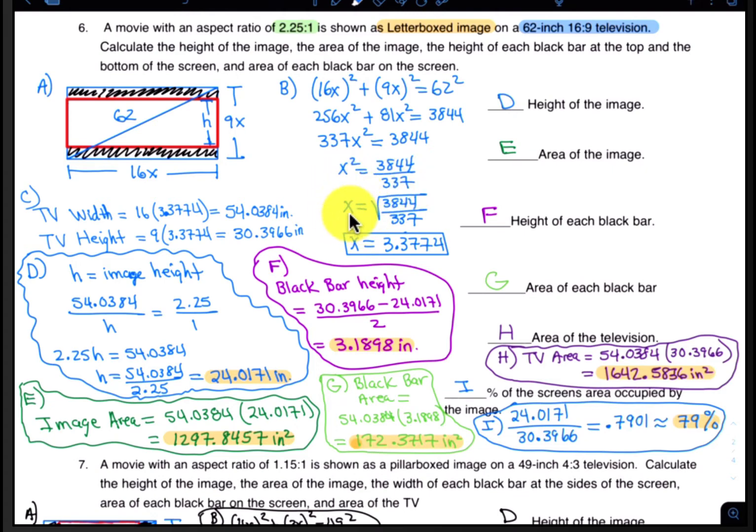Then you'll have to take the square root. So x is equal to the square root of this fraction. Put that in the calculator, and x is going to be 3.3774.